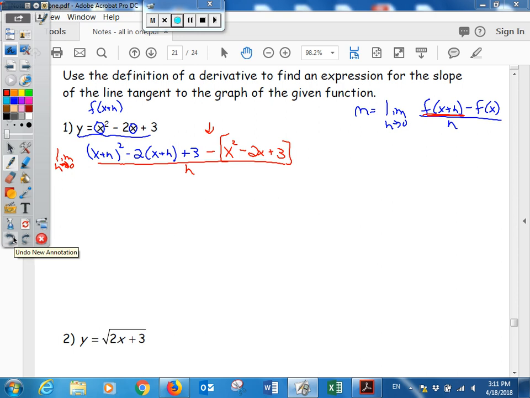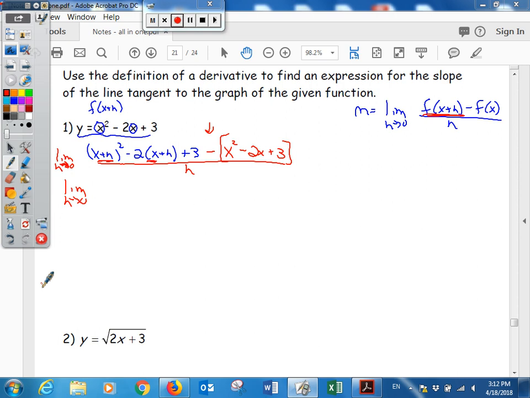So that means, being as this is a rational function with the numerator and denominator, that I need to do some manipulating to try to factor or get it factored or something so that I can cancel that h. So I'm going to go through and FOIL this, distribute that, combine like terms, and see what I can do to simplify.